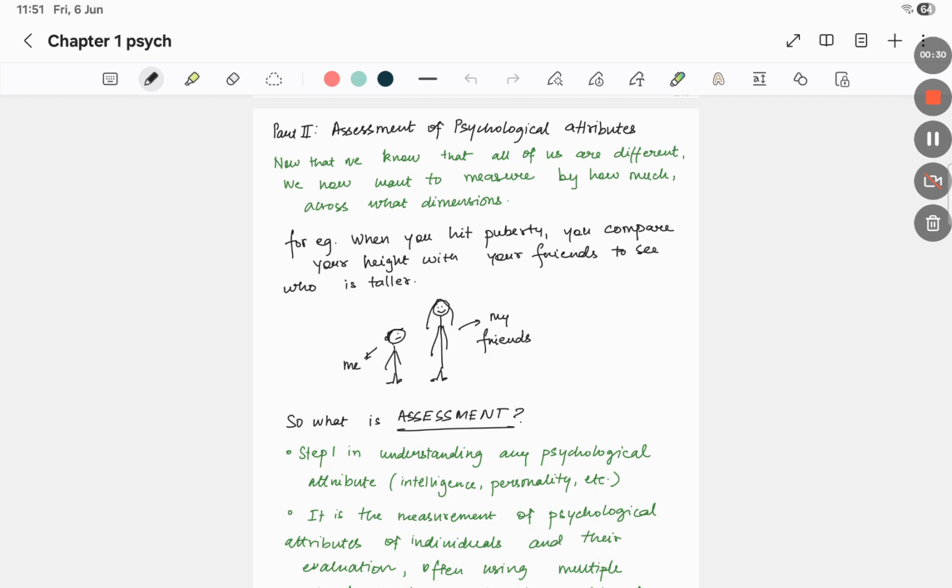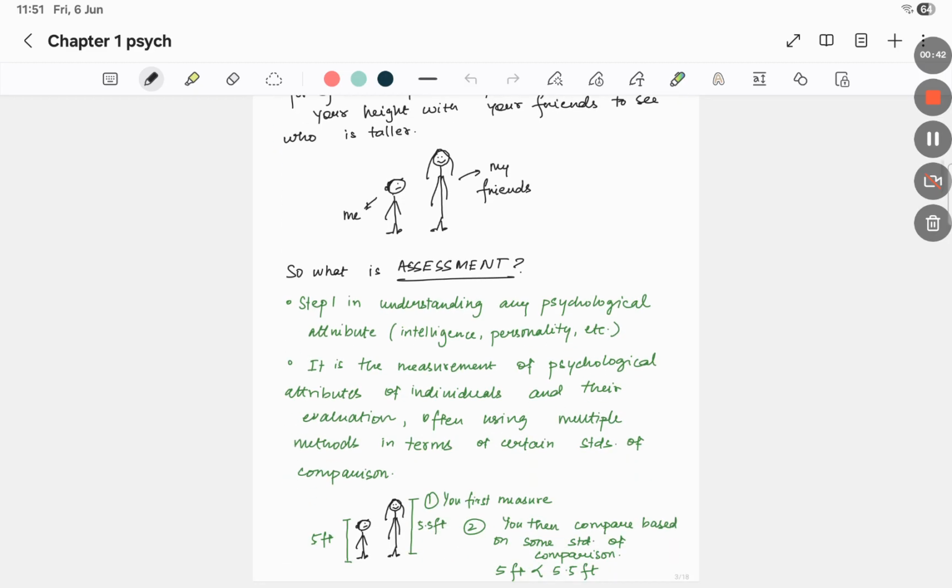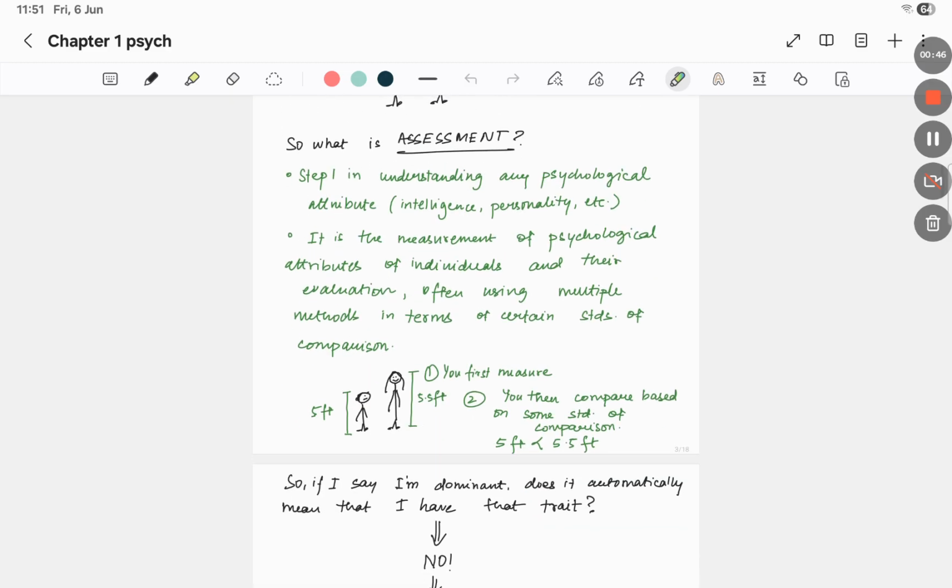So for example, when you hit puberty, you compare your height with your friends to see who is taller. So I'm a very short person and all my tall friends make a lot of fun of me because of my height. So like we compare our heights, similarly we need to assess psychological attributes to see how much we differ from each other, across what dimensions we differ. Not to make fun, but just to know.